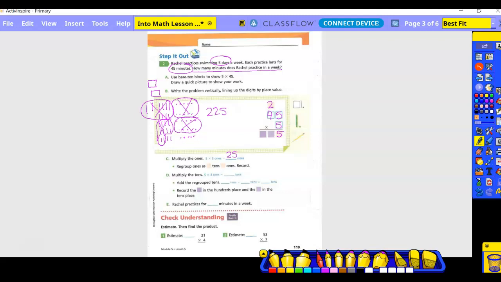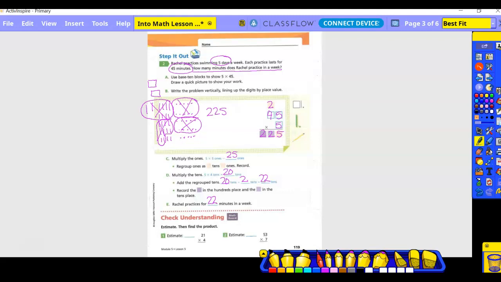Okay, then I need to do a 10. So 5 times 4 is what? 5 times 4 is 20, and then I'm in the 10 spot. Okay, so now I have 20 10s, plus how much did I regroup? 2 10s. So 20 plus 2 is 22 10s. So then I write 22 right here. So Rachel practices for 22 minutes in a week.